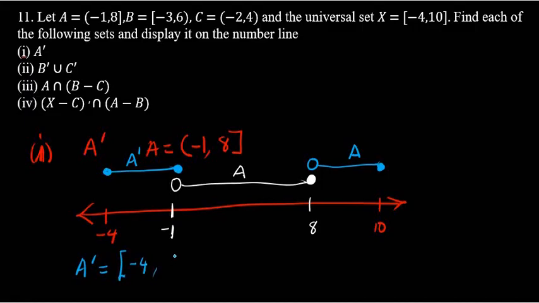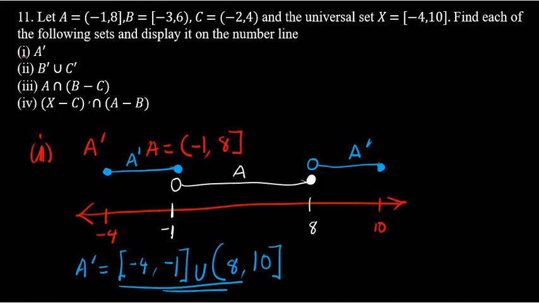How about -1? Is it included in A complement? Yes, it's included. -1 there. Then union. Why am I putting union? Because I'm having two things. This is A complement inside. Now, is 8 included in A complement? No. So you put 8 like that. Then 10 is included. So this is your answer for A complement. That's how we answer that one.